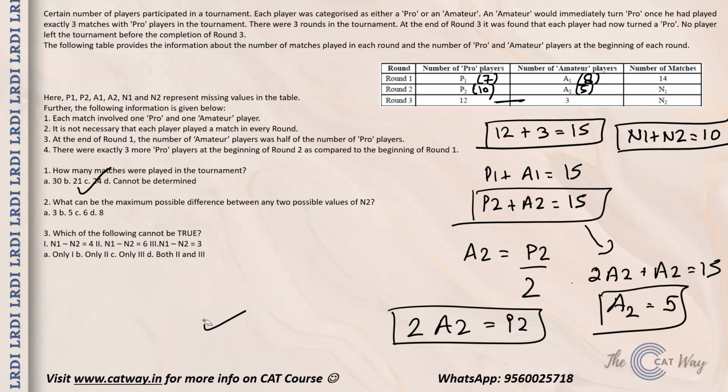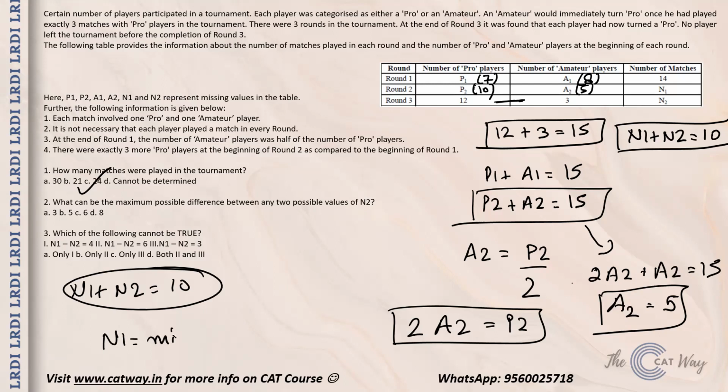What can be the maximum possible difference between any 2 possible values of N2? So the maximum possible difference between any 2 possible values of N2 is what we have been asked. If you have to see, what we know is that N1 plus N2 is equal to 10. So if you have to maximize N2, N1 should be minimum possible.